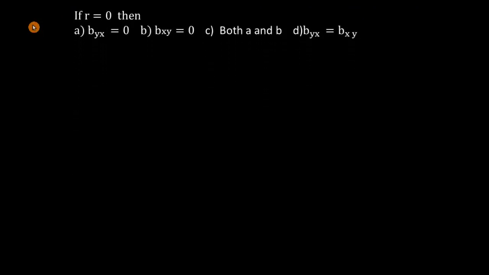If r is equal to 0, then the options are: byx is equal to 0, bxy is equal to 0, third option is both a and b may be 0, and fourth says that byx is equal to bxy. What will be the correct answer for this? See here, when r is 0, what do you find? What is the relation between bxy and byx?